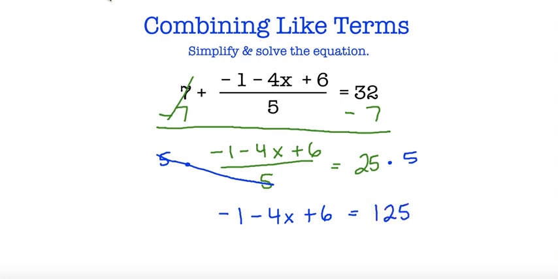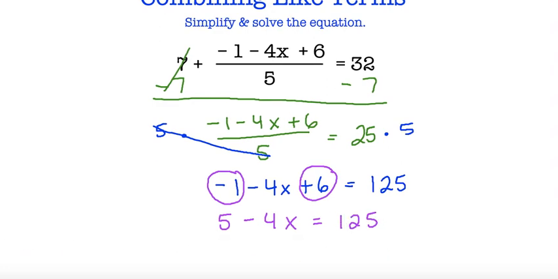And now here I could combine like terms and then solve. So I could combine negative 1 and positive 6. So negative 1 plus 6, since the signs are different, I'm going to subtract and keep the sign of the number with the greatest absolute value, which is 5, which is positive. So I end up with positive 5 minus 4x is equal to 125.